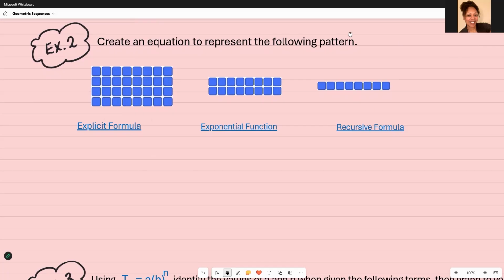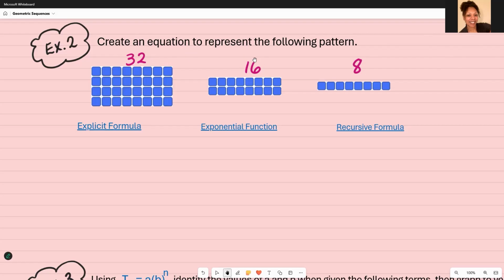In example 2, we're asked to create an equation to represent the following pattern. If I count across, there's 8 tiles, and if I count down, there's 4. So 8 times 4 is 32, and then I have 8 times 2, 16, and if I count this again, that's 8. We want to try to figure out how do we get from 32 to 16, and then from 16 to 8.